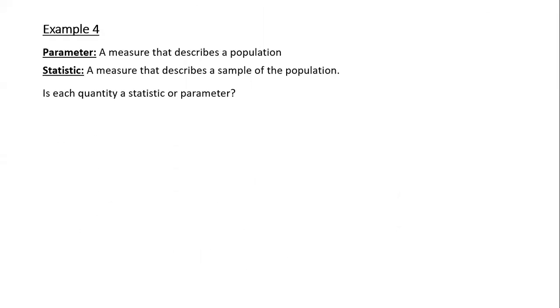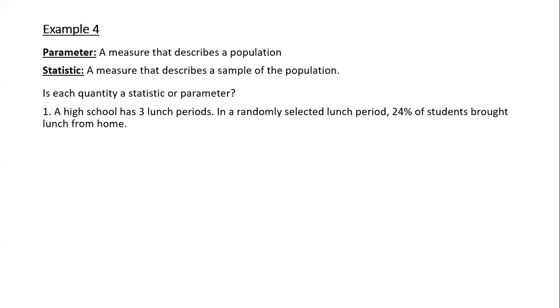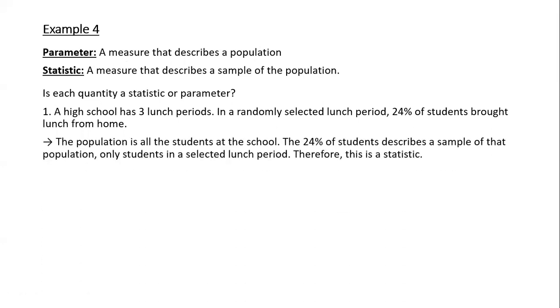Okay, so is each quantity given a statistic or a parameter? So number one, a high school has 3 lunch periods. In a randomly selected lunch period, 24% of students brought lunch from home. Okay, so the population here, again, we're talking about a high school. So the entire population would be all of the students at this high school.